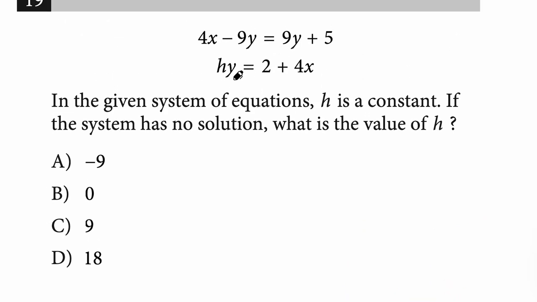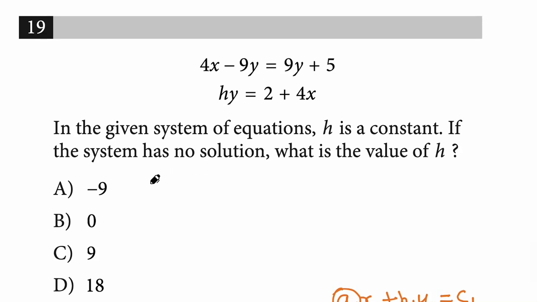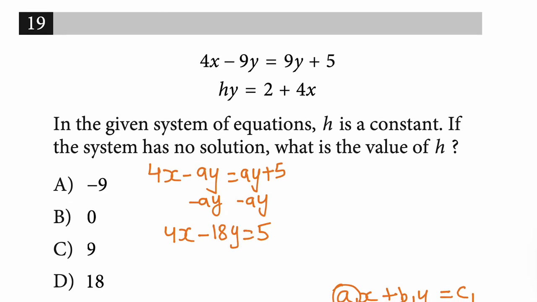Now these equations are not in standard form, right? We have to write the equations in standard form like this. But our equations are not in standard form. So let's write the first equation, 4x minus 9y is equal to 9y plus 5. Y has to be on the left hand side. So subtracting 9y on both sides, it's 4x minus 18y is equal to 5. Okay, first equation written. Now let's see the second one.